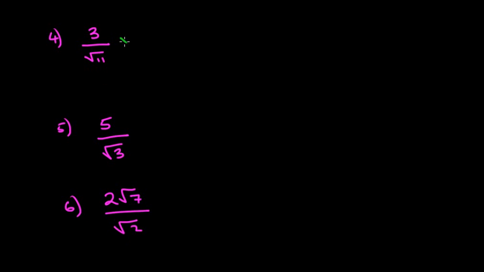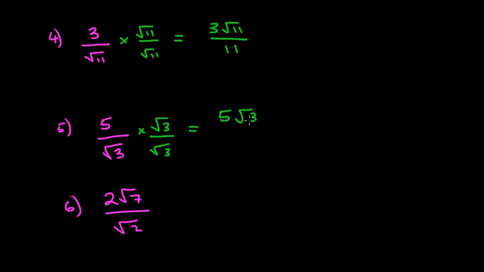Okay, the top one, we're going to times it by root 11 over root 11. So my answer is 3 root 11 over 11. The next one, times it by root 3 over root 3. We're left with 5 root 3 over 3. And the last one, we times by root 2 over root 2. So we've got 2 root 14 all over 2. Now that last one we can simplify.